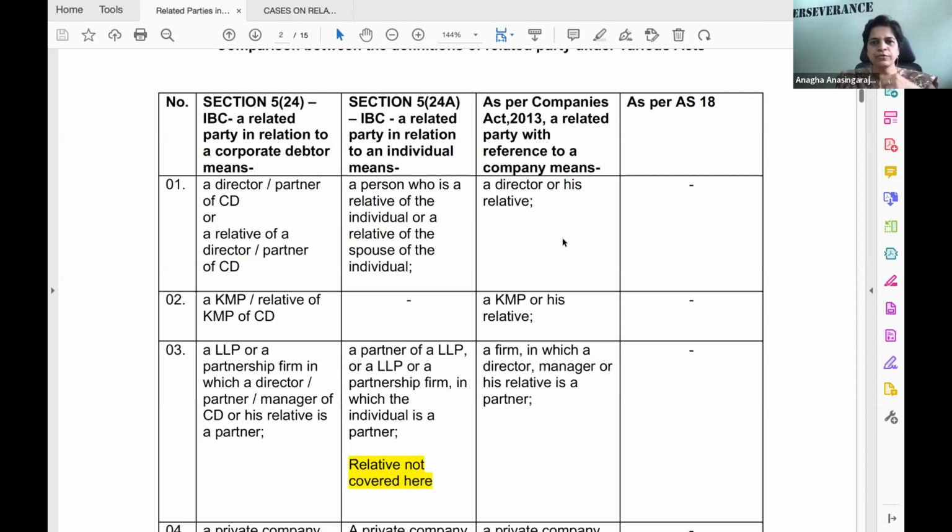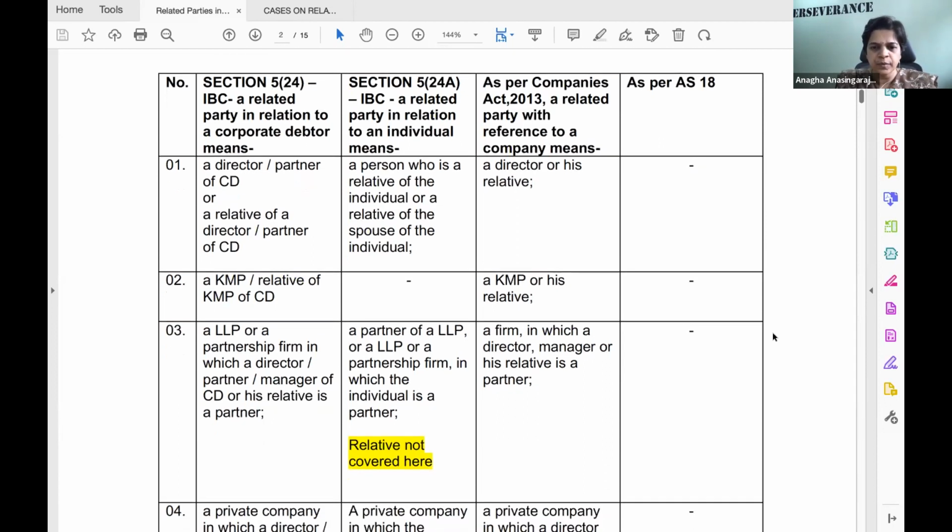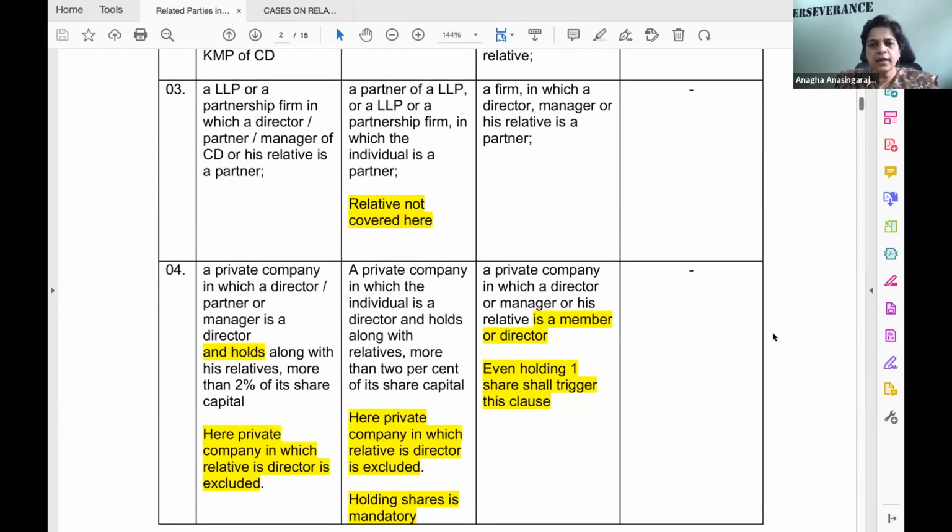Now we come to the definition of the related party under the Companies Act. So as per the Companies Act, a related party with reference to a company means a director or his relative, a KMP or his relative, then a firm in which the director, manager or his relative is a partner, a private company in which a director or manager or his relative is a member or a director. So here the minimum 2% shareholding criteria is not there. So even holding one share will trigger this particular clause for that other private company to become a related party, and in which that director or manager or his relative is also covered here.